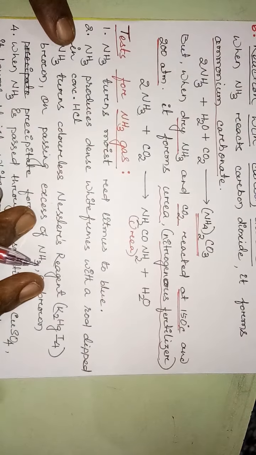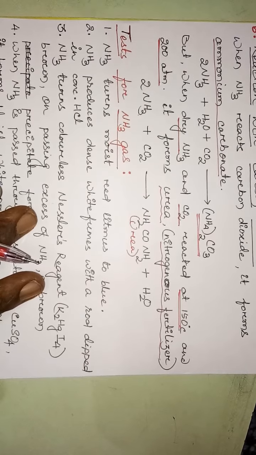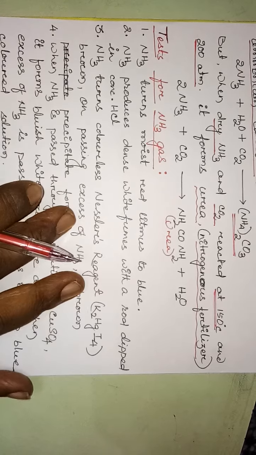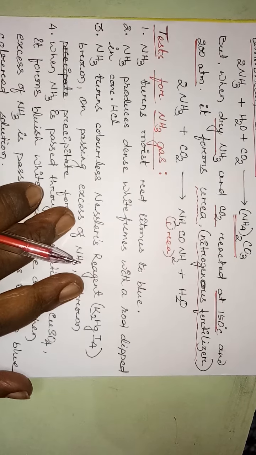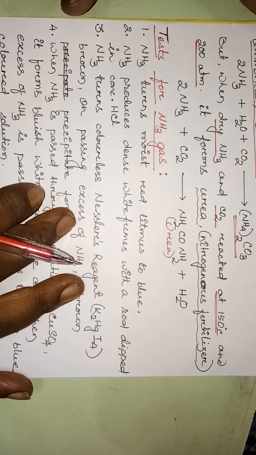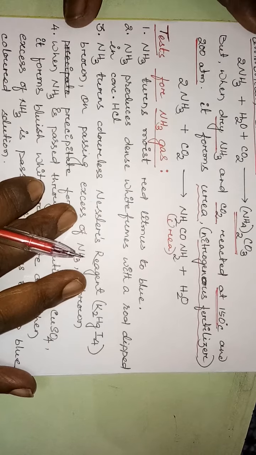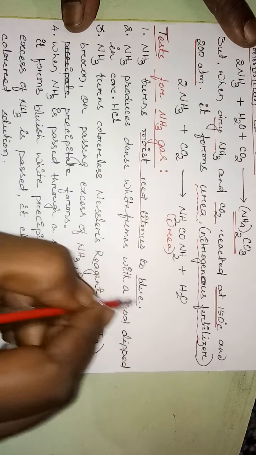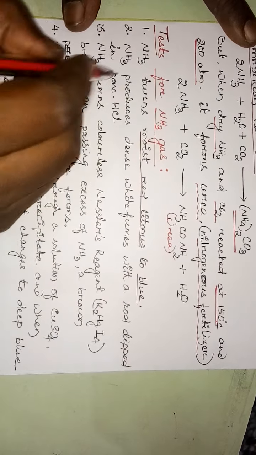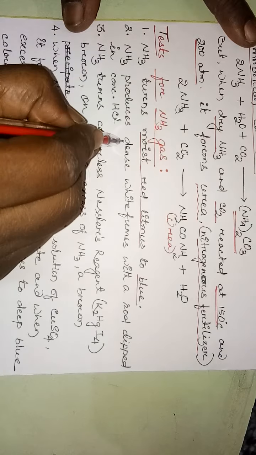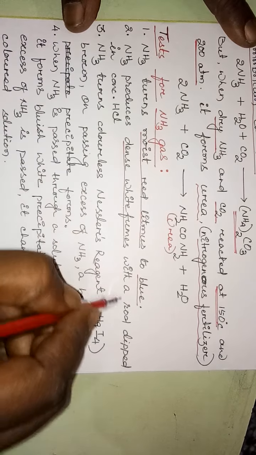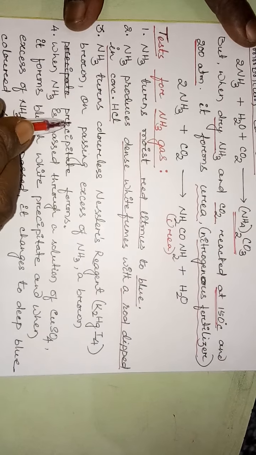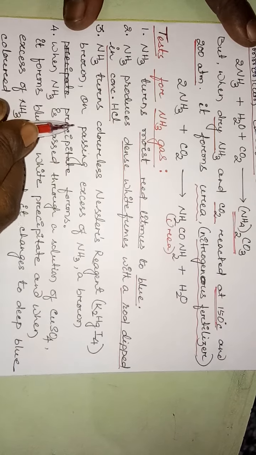Okay, now these are all certain reactions when ammonia is treated with different types of compounds. Now there are certain tests to identify that the given or produced gas is ammonia. First, ammonia turns moist red litmus paper blue. Second, ammonia produces dense white fumes when a rod dipped in concentrated HCl is brought near. This is another test to confirm the gas is ammonia.